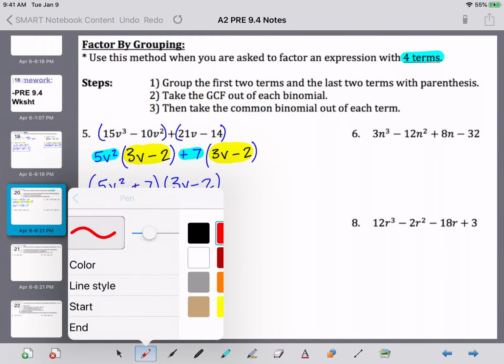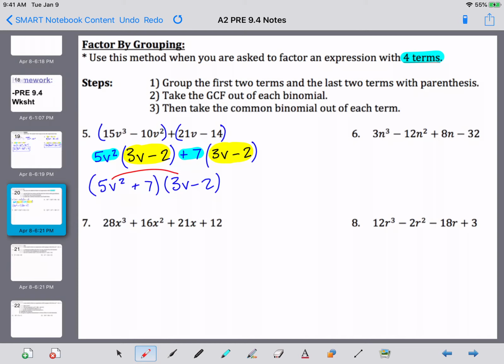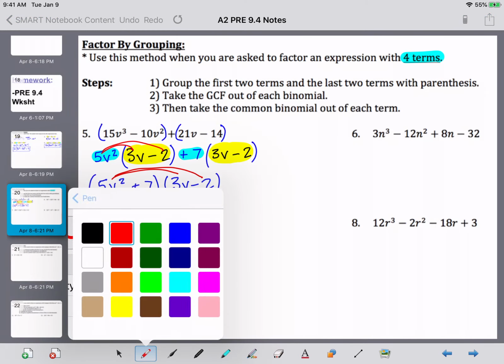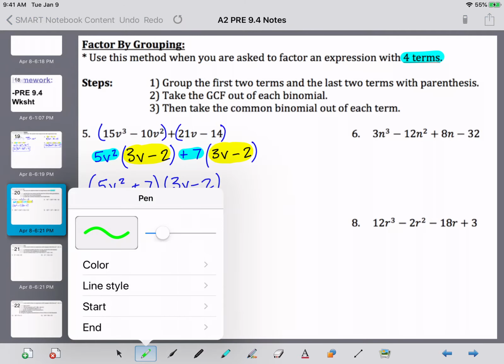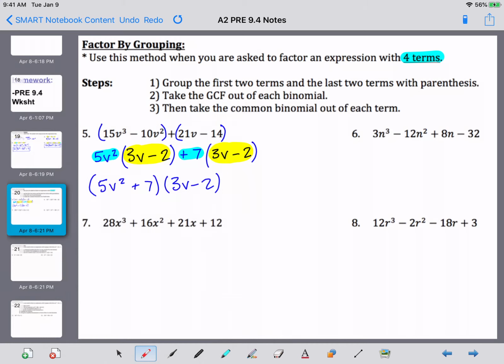All right, now the reason that works is we're still distributing that 5v squared to both terms like we were here, and we're still distributing this 7 to both of these terms like we were here. So we haven't really changed anything, we've just made it more compact, and we've completely factored it. Okay, again, just like before, if you're not sure if you did it right, with any of these, you can check your answer by foiling that back out.